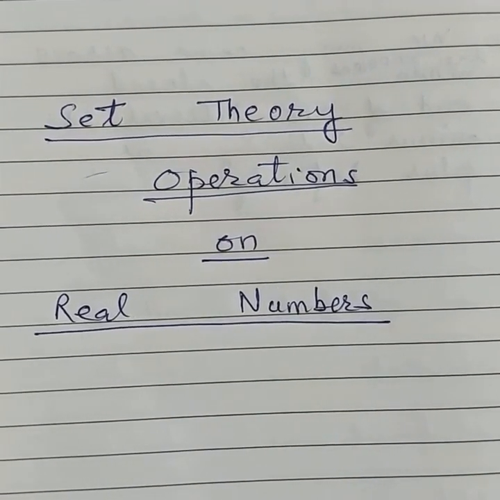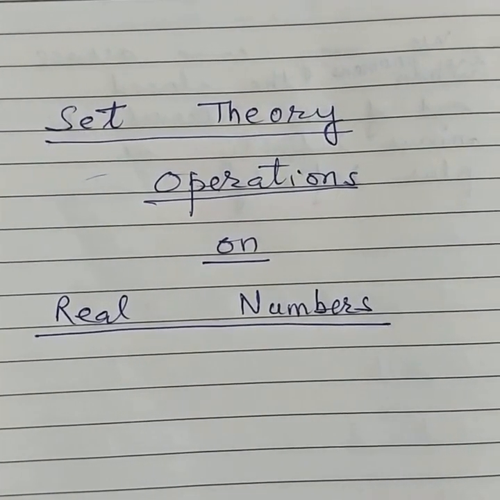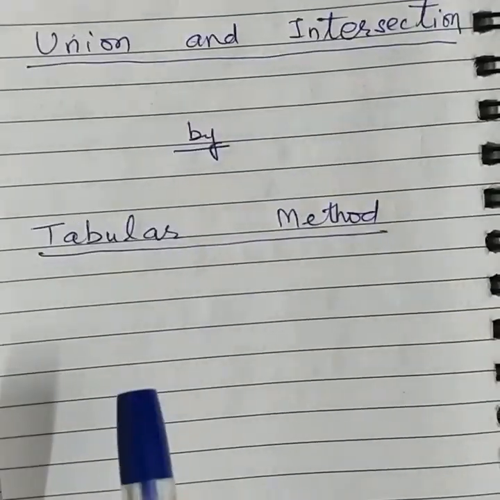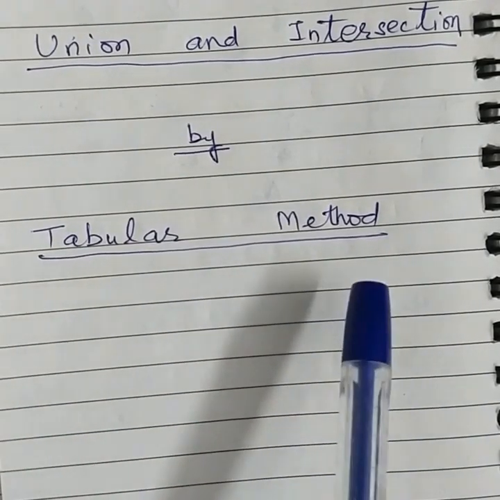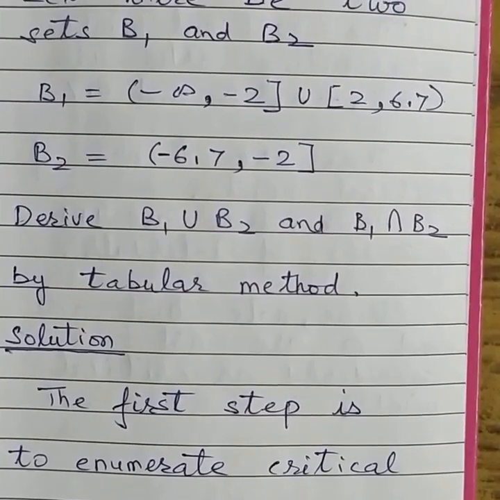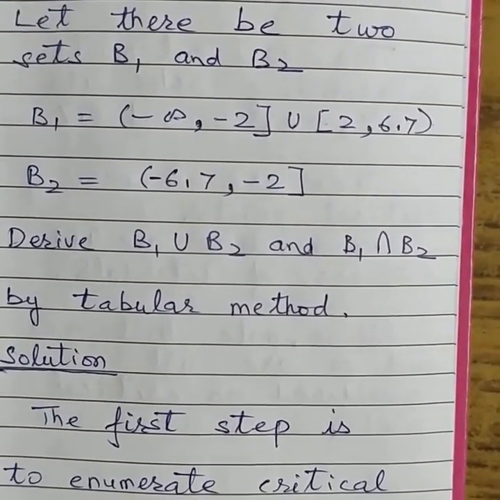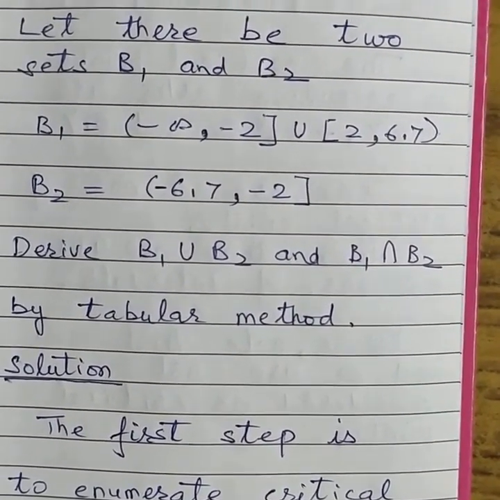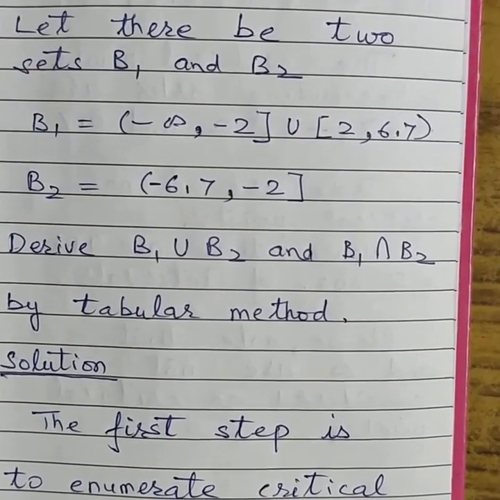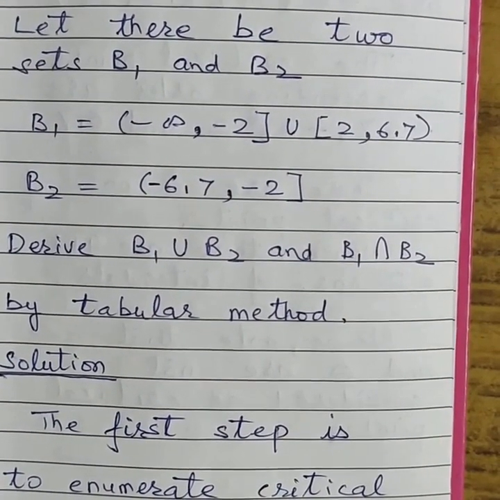Now we are going to discuss how set theory operations can be carried out by tabular method and by number line method. We will explain the tabular method with the help of an example. Let there be two sets B1 and B2. Derive B1 union B2 and B1 intersection B2 by tabular method.